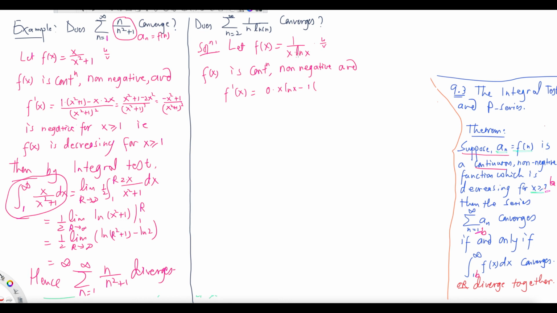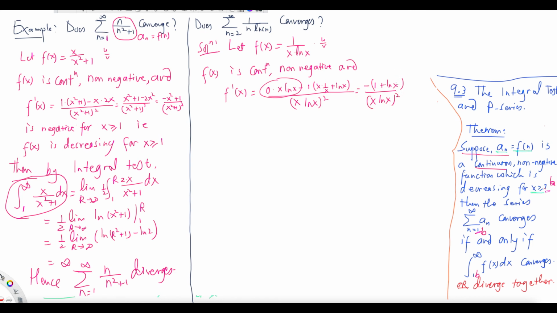When you find the derivative of the denominator, you will have to use the product rule. You can do x times 1 over x plus natural log of x, divided by x natural log of x squared. So what do you get there? The first term will be 0, and that one is negative 1 plus natural log of x, divided by x natural log of x squared.